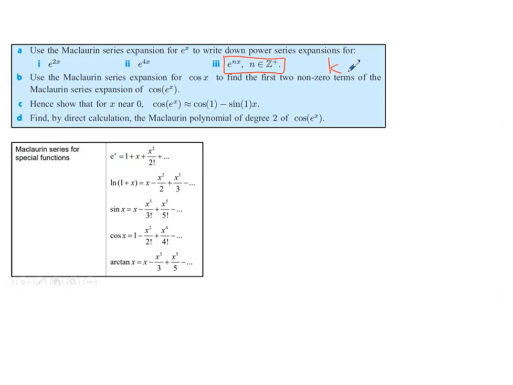So again, this is from your formula book. We're going to use the actual standard Maclaurin expansion, so we're not going to start with f of 0, f dash of 0. We're just going to use what we've got in our formula book. So e to the x is just given right here. We're going to need e to the 2x, e to the 4x, and e to the nx for some positive integer n.